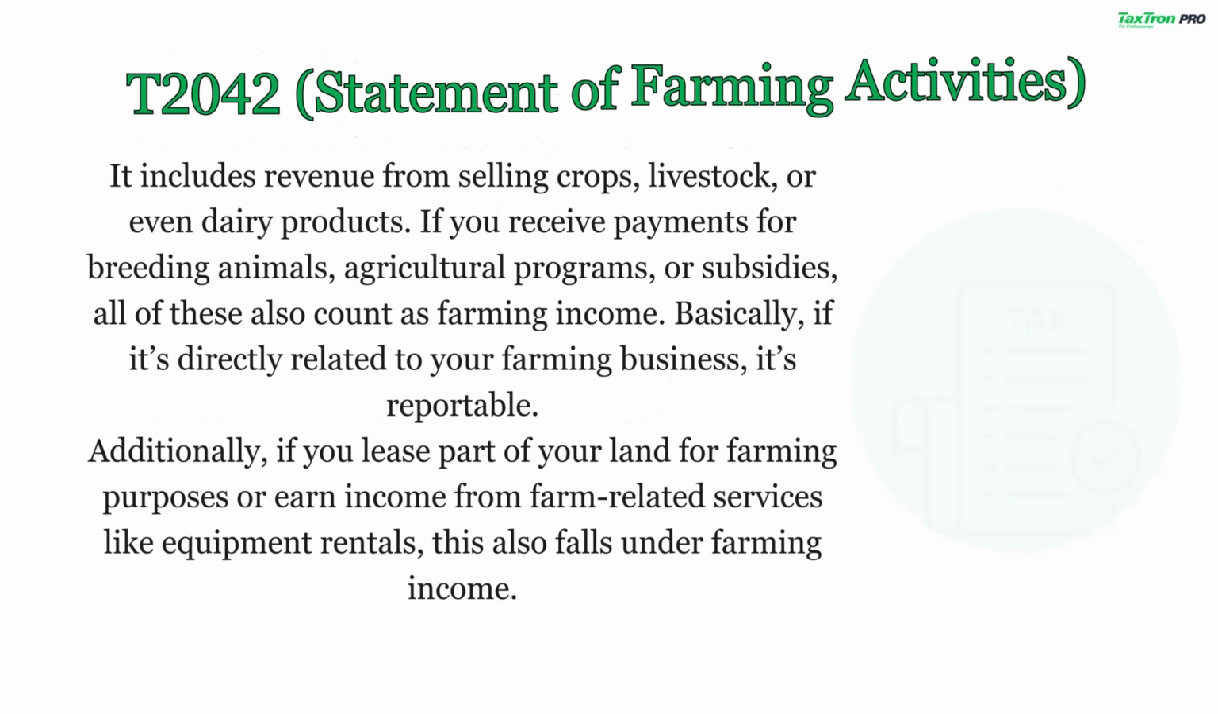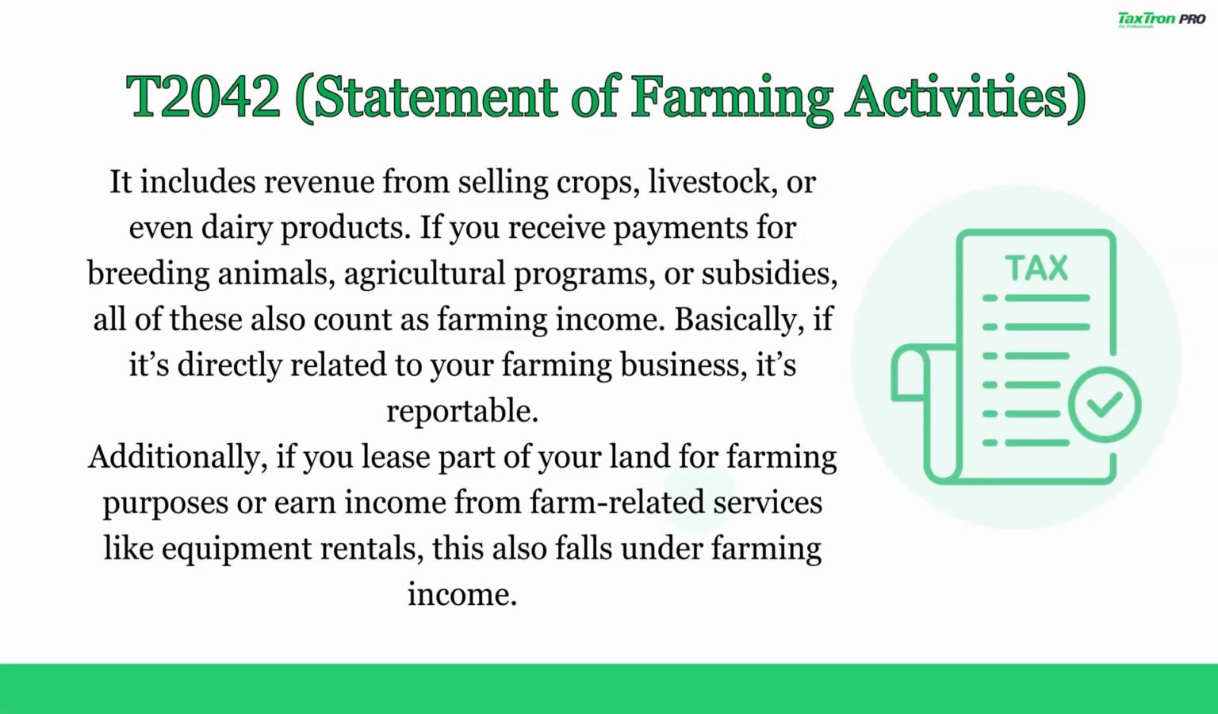So, what exactly is farming income? It includes revenue from selling crops, livestock, or even dairy products. If you receive payments for breeding animals, agricultural programs, or subsidies, all of these also count as farming income. Basically, if it's directly related to your farming business, it's reportable.